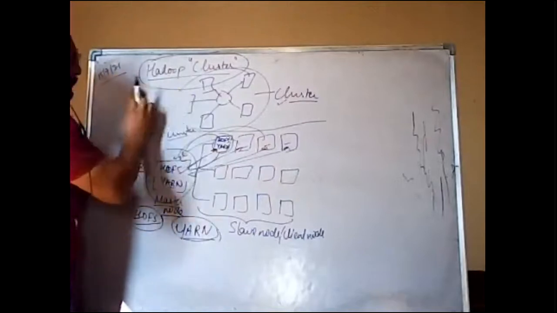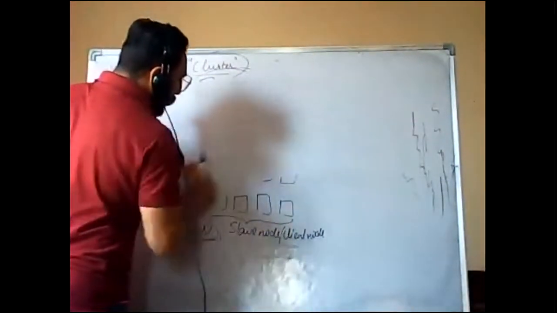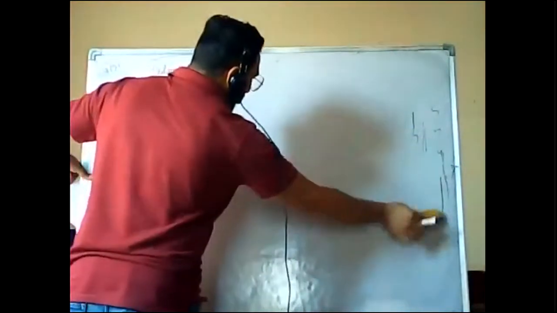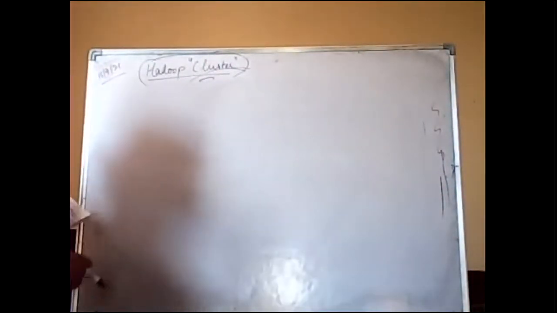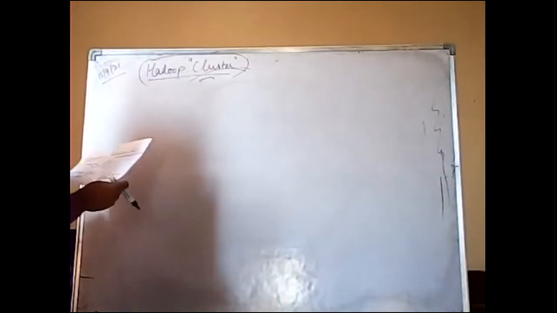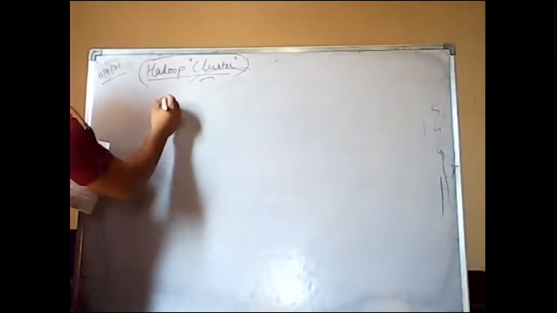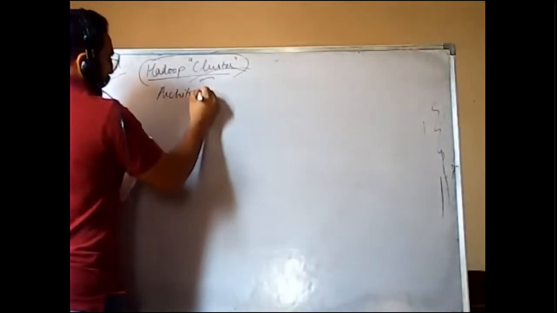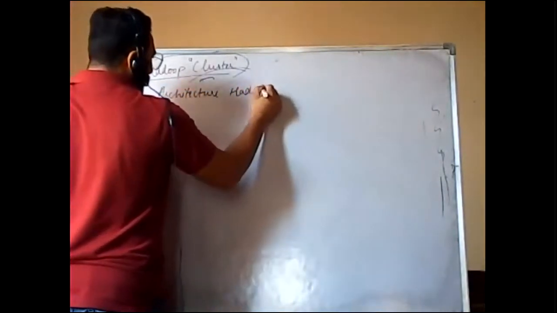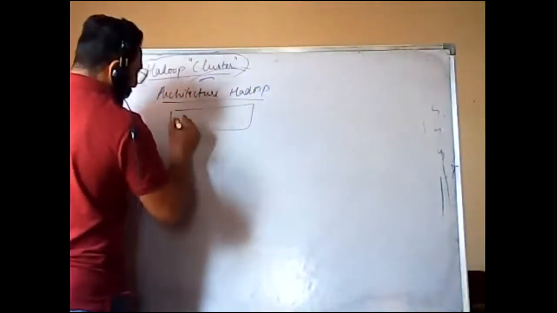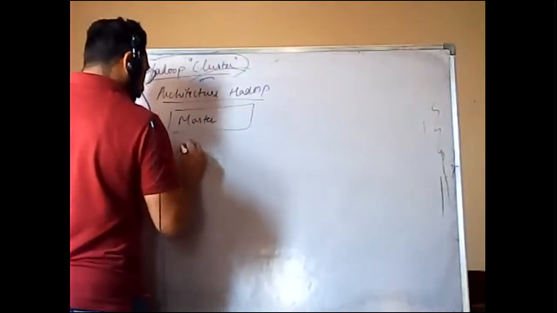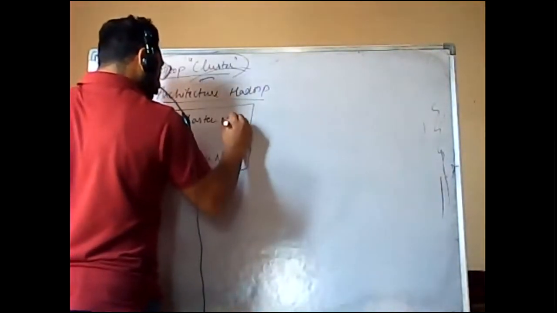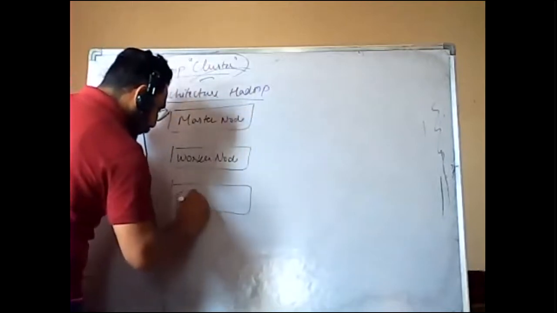A simple cluster is a collection of nodes, and in Hadoop there is a master node, and further there are slaves. Then the architecture of Hadoop: there is a master node, there is a worker node, and there is a client.